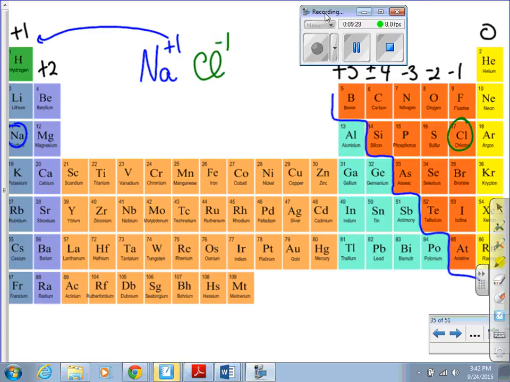Well, the rule, again, when we figured out the Roman numerals, is that these have to add up to 0. So +1 -1 equals 0. Well, that's really simple. So what is my compound? We get rid of the charges. We balance them out. So it's just NaCl. That's all you have to do for that one.